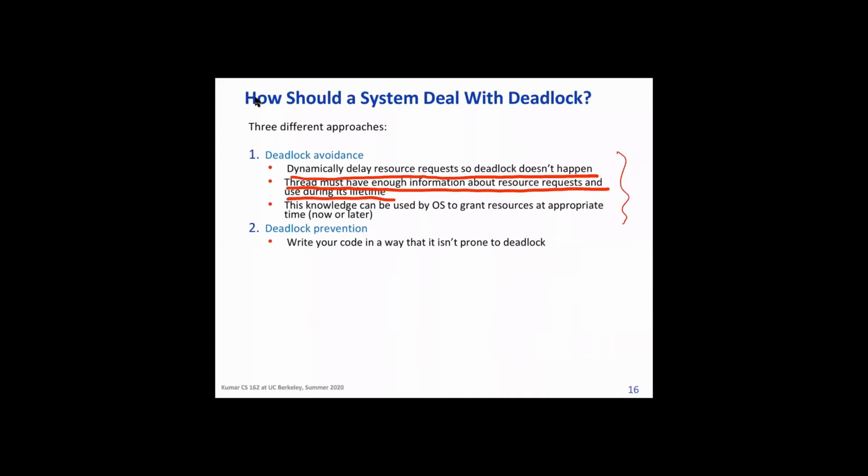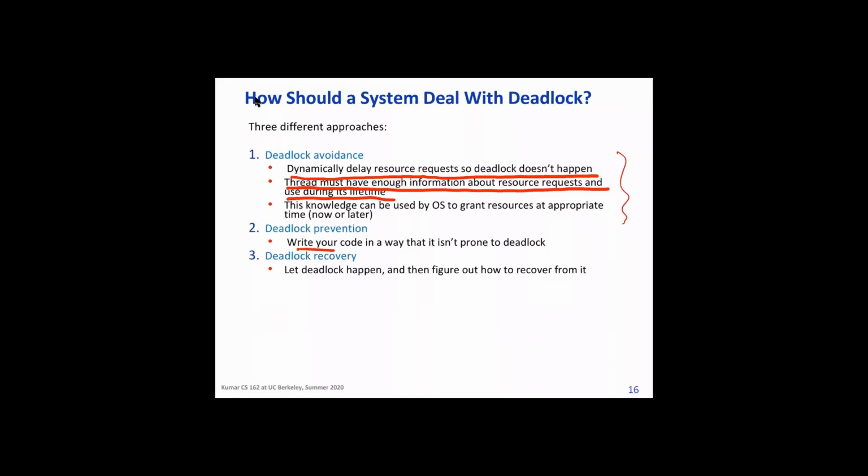Say for example, a thread may need 1 MB of memory in the beginning, and may need 10 MB of memory at the end. So during the lifetime, what is really needed and what is the maximum need, that information should be available. Based on that, if the OS knows that granting these resources to a thread may lead into a deadlock situation, then the OS will delay granting of those resources. And second is, of course, deadlock prevention.